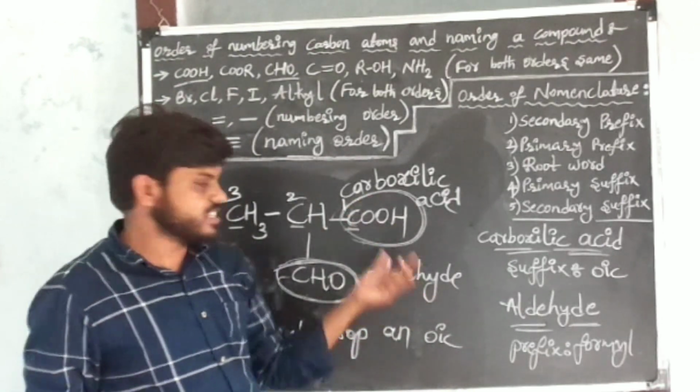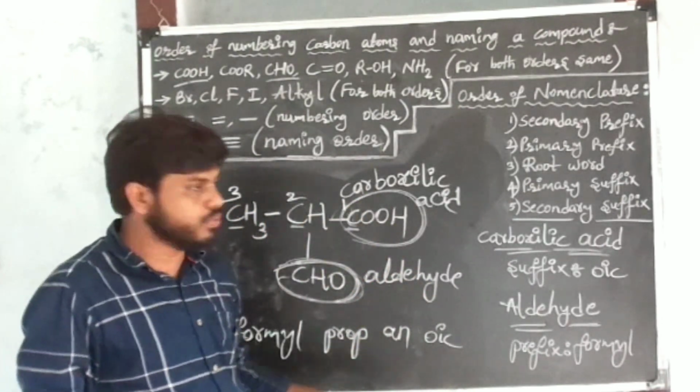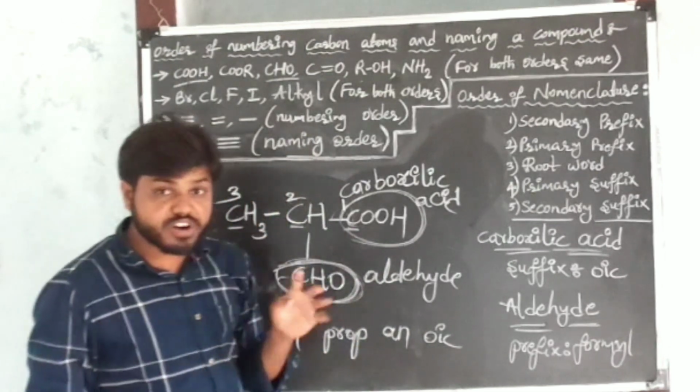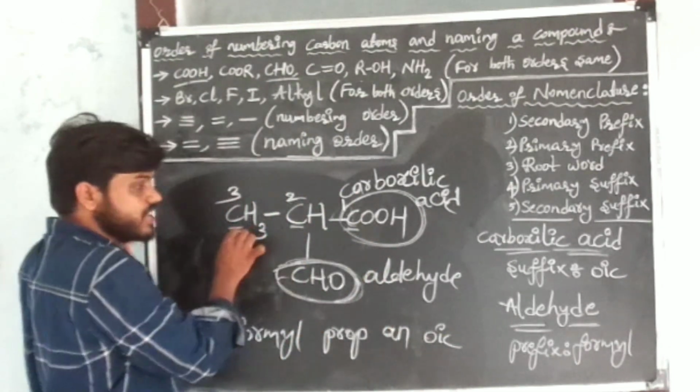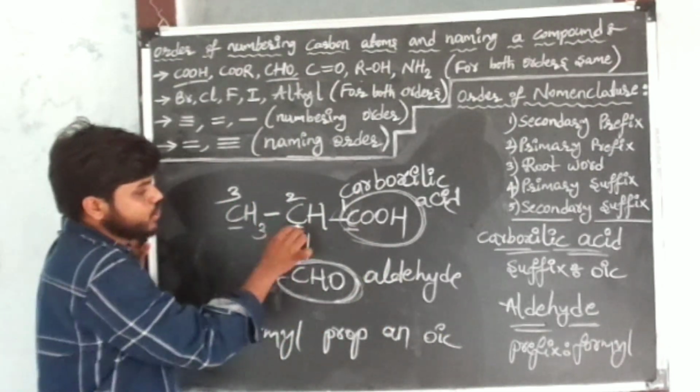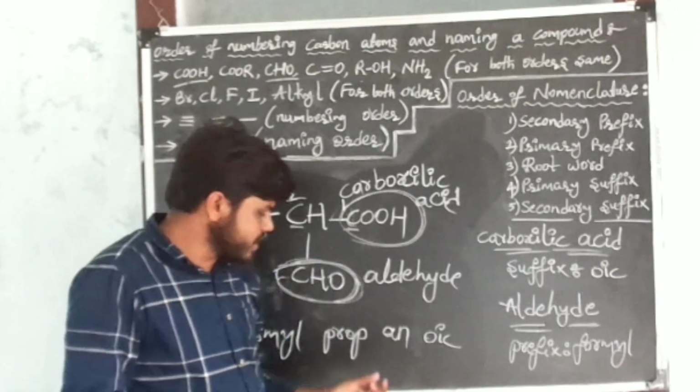Primary prefix here is cyclic. Cyclic is not present in the given carbon compound. Then go to the root word. Root word means the number of carbon atoms. In the given carbon compound, 3 carbon atoms are there: 1, 2, 3. Write the root word of 3 carbon atoms, that is prop.